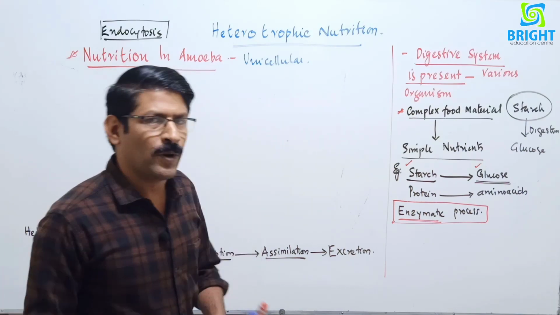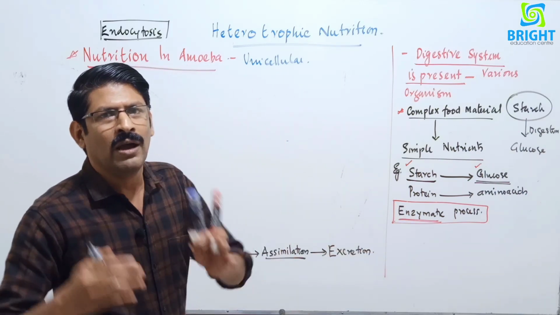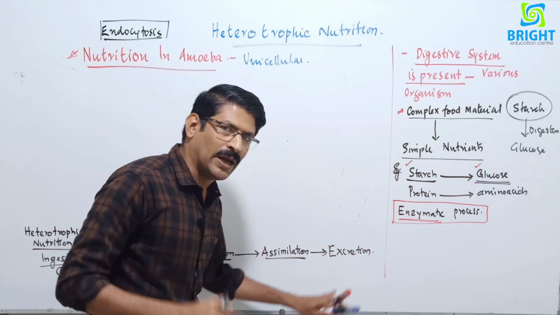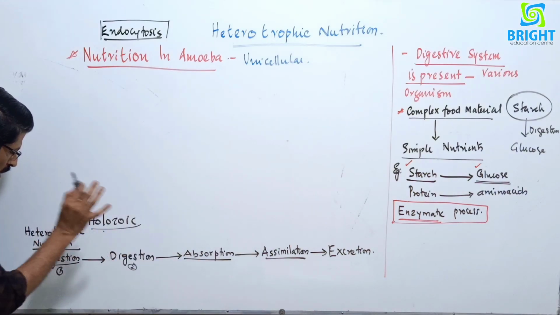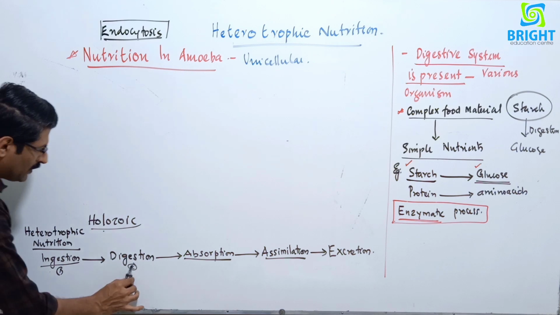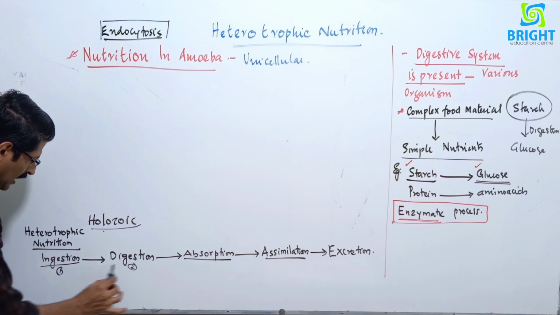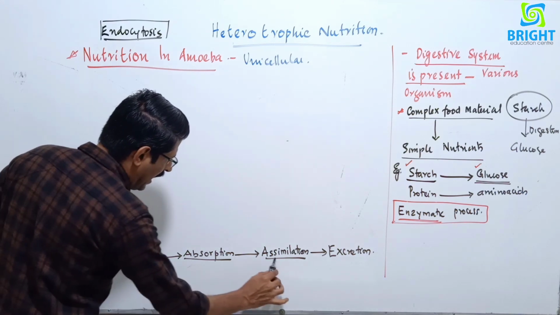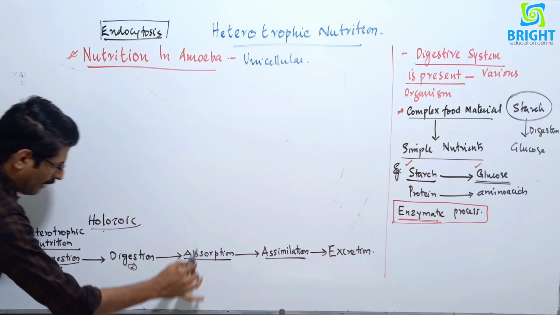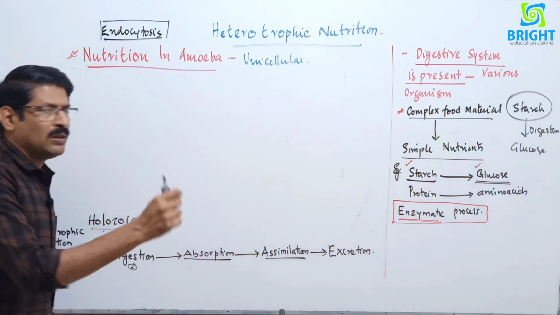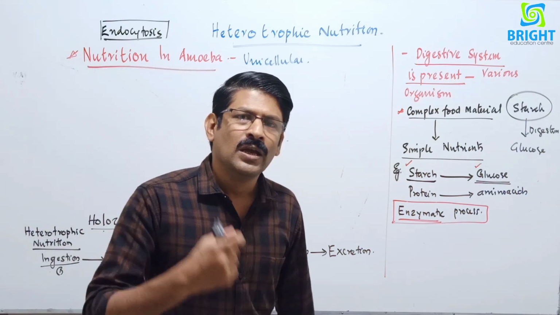Definitely by this metabolic process, waste material like carbon dioxide, urea or ammonia will be produced and must be excreted. So once again, the holozoic heterotrophic mode of nutrition has ingestion, digestion, absorption, assimilation and excretion. These various stages of the digestive process are very important.